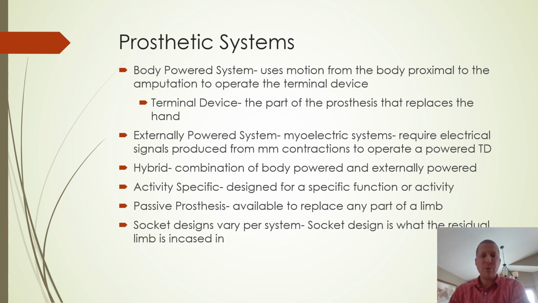They do have hybrid systems where there's a combination of body powered and externally powered. So you may have a shoulder shrug to extend your elbow. You may have a terminal device with a bicep flexion to open up the hand, or an electrical signal to open up the hand. And so a lot of times there could be combinations of both body powered and externally powered systems.